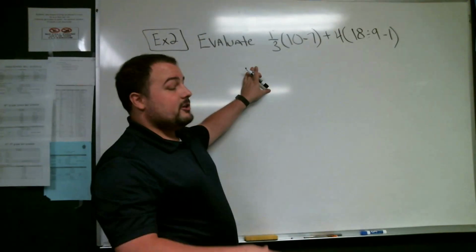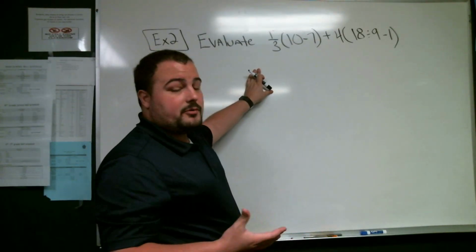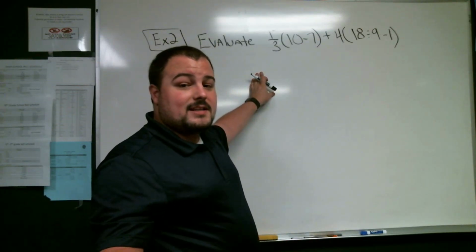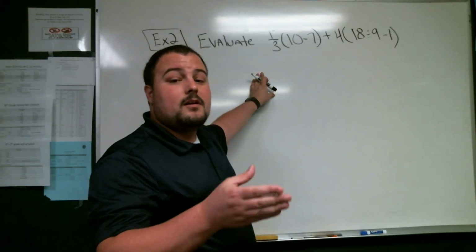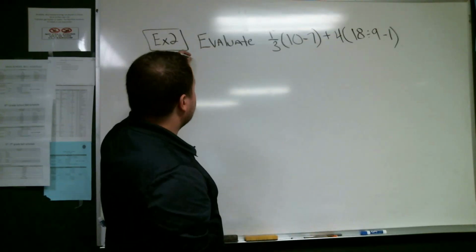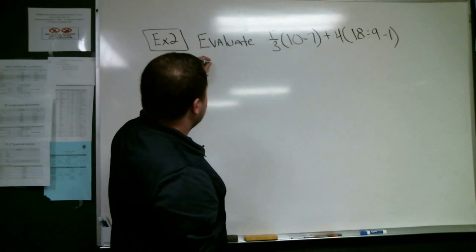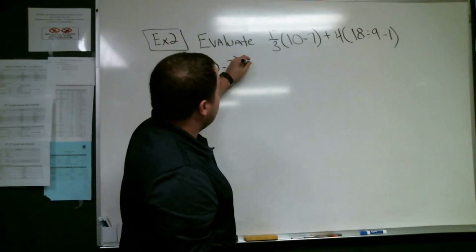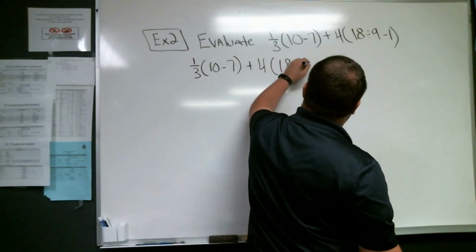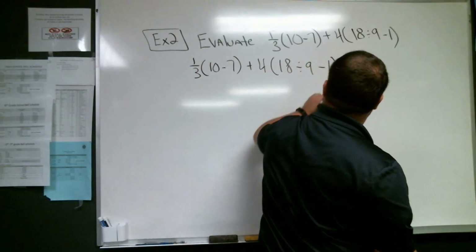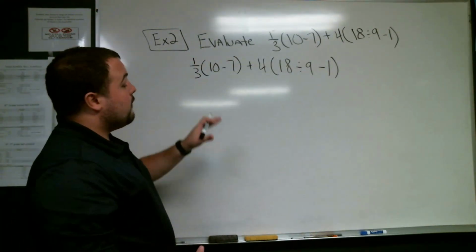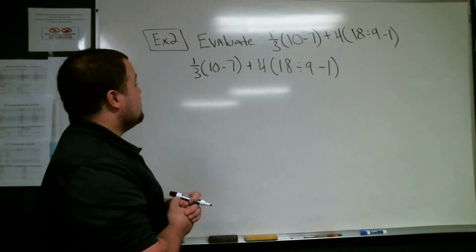So looking at this problem, we ask, is there something inside the parentheses that we solve first? And if we do, we are going to replace that, and we're going to write down what property we just did. So the first step, I'm going to rewrite it. We have 1/3 times (10 minus 7) plus 4 times (18 divided by 9) minus 1. So this problem looks really hard and complicated, but if we take it slow and go through it, we'll get that answer real quick and easy.